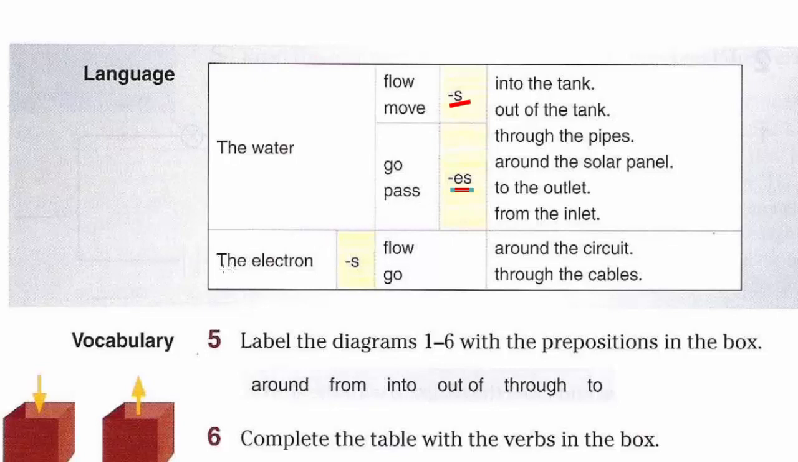Now look at this. The electrons flow. Here the subject is plural, so there is no s. The electrons flow around the circuit. The electrons go through the cables.